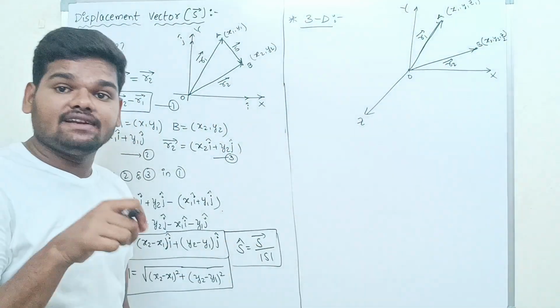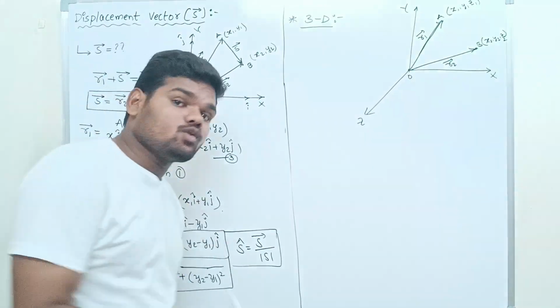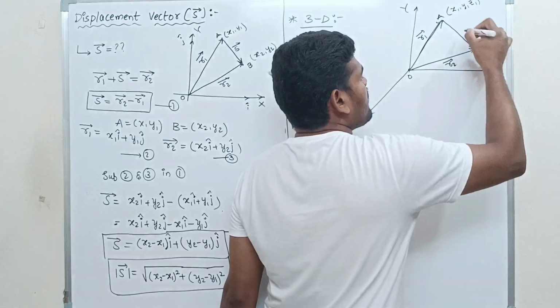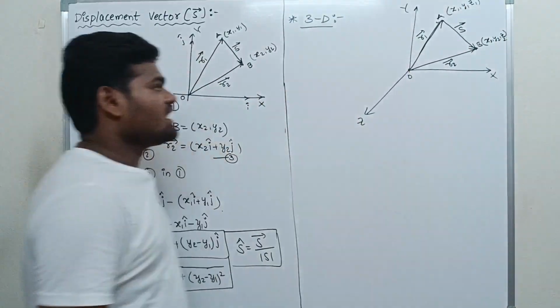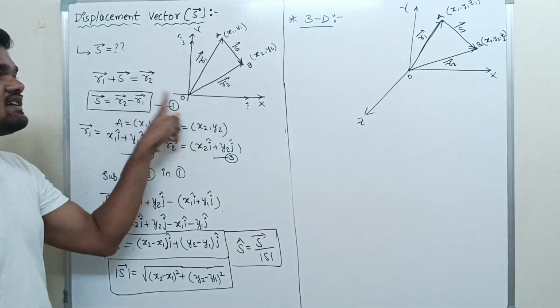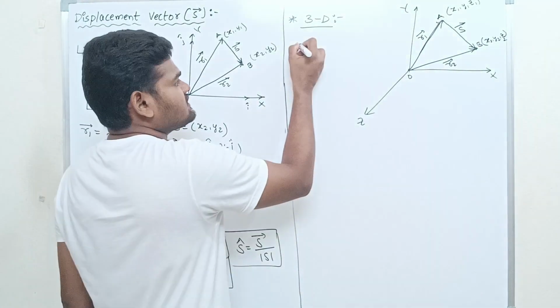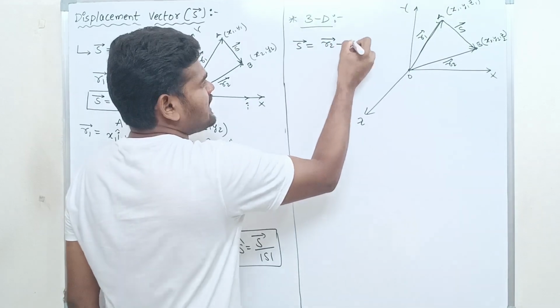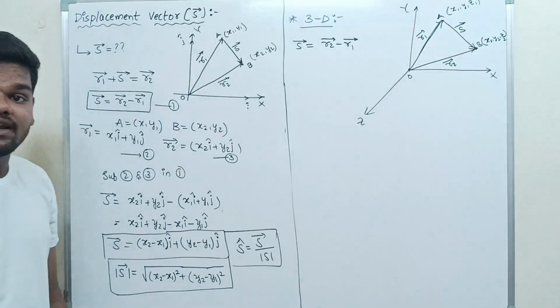Now if you want to find the displacement vector, the shortest distance between the 2 points is called what? Displacement. Now I wanted to find the displacement from point A to point B. That is s bar. Already we have discussed the same thing. So the displacement vector from the diagram is given by r2 bar minus r1 bar.